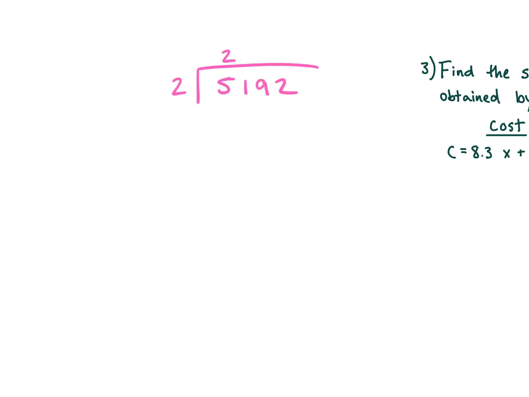2 times with how many left over? 1, so we drop down the next number. How many times does 2 go into 11? 5 times with 1 left over. We drop down the 19. How many times does 2 go into 19? 9 times, which would be 18, so 1 left over. How many times does 2 go into 12? 6. You're pretty good at division.